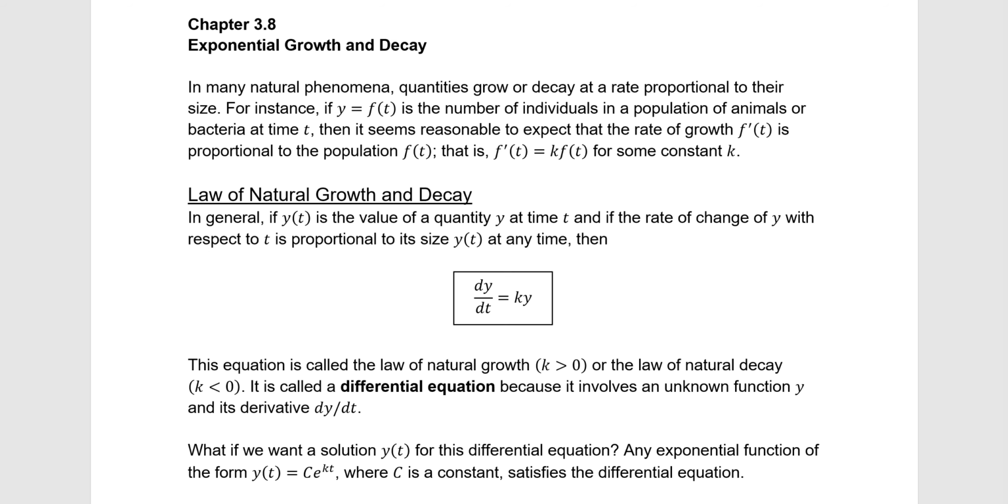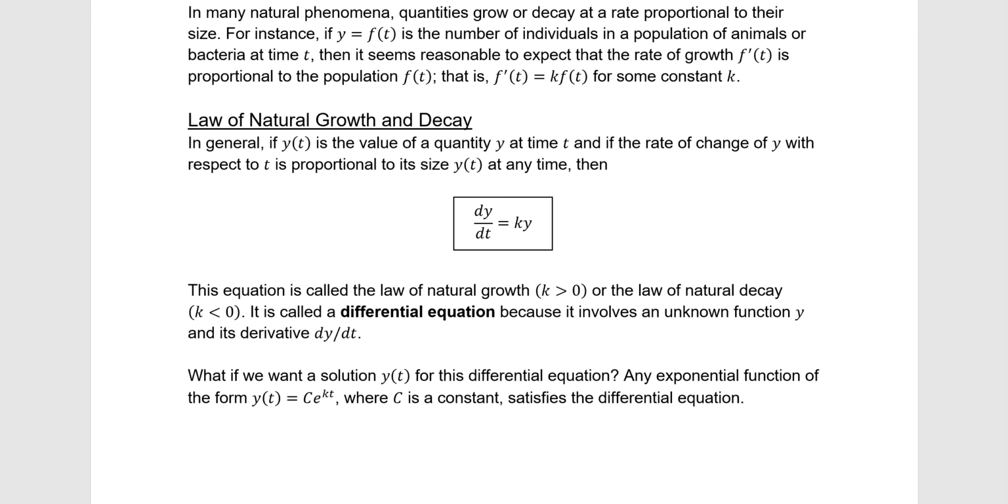What proportional means is, if two things are proportional, they differ from each other by a constant multiple. So if the derivative and the function are proportional, that means the derivative will equal the function times some constant k. It could be the reverse too, where k is over here. Either way, it will be just some number. Okay, so that's what proportional means. We're going to be seeing that set up a lot for this section.